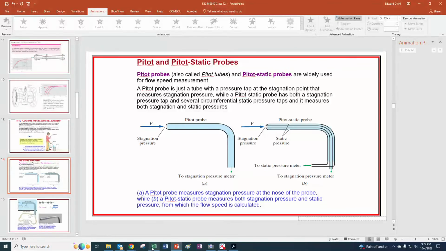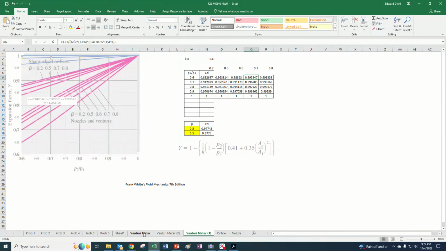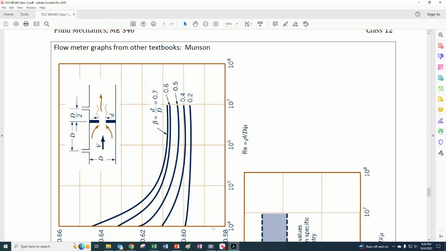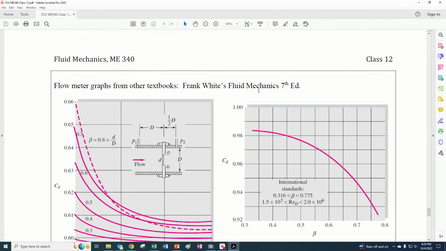Okay, so I found it under, I'm going to go into the Venturi meter. They have this graph right here. So this is figure 6.43. I think this is, no, actually this is out of another book. I'm sorry. I believe I've included this one in the back of your notes. So take a look at that. Yeah, this is from Frank White's Fluid Mechanics.